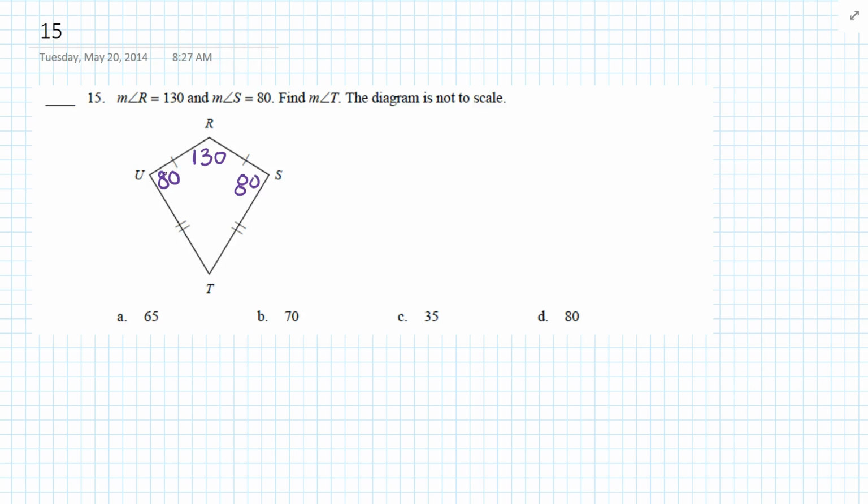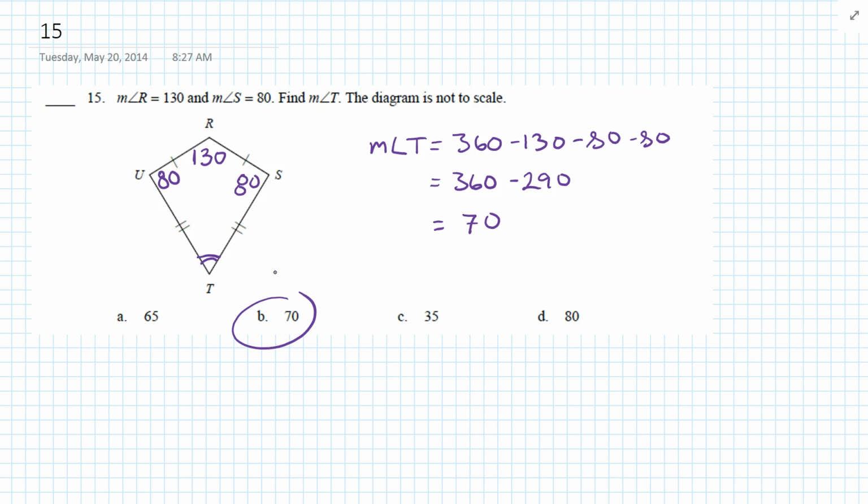The sum of these four angles, including T, must be 360. So we could say the measure of angle T equals 360 minus 130 minus 80 minus 80, which you could think of as 360 minus 290. So the measure of angle T should be 70 degrees. The answer is B.